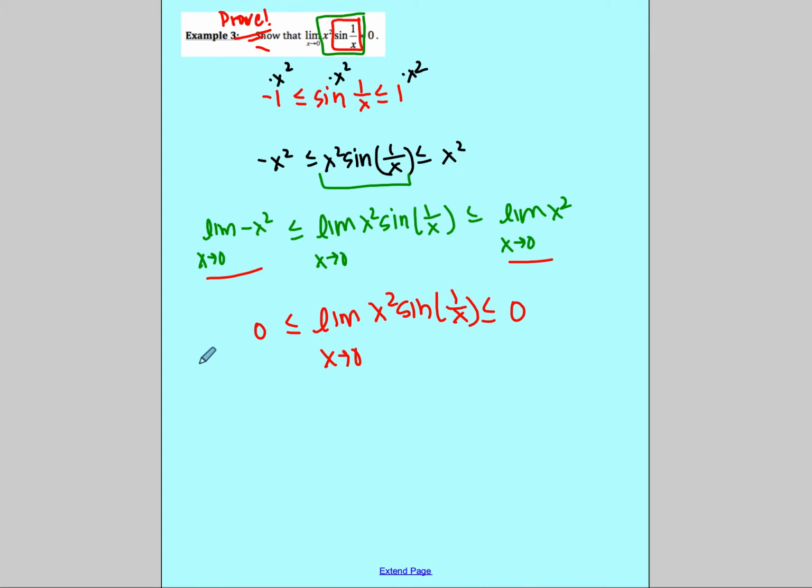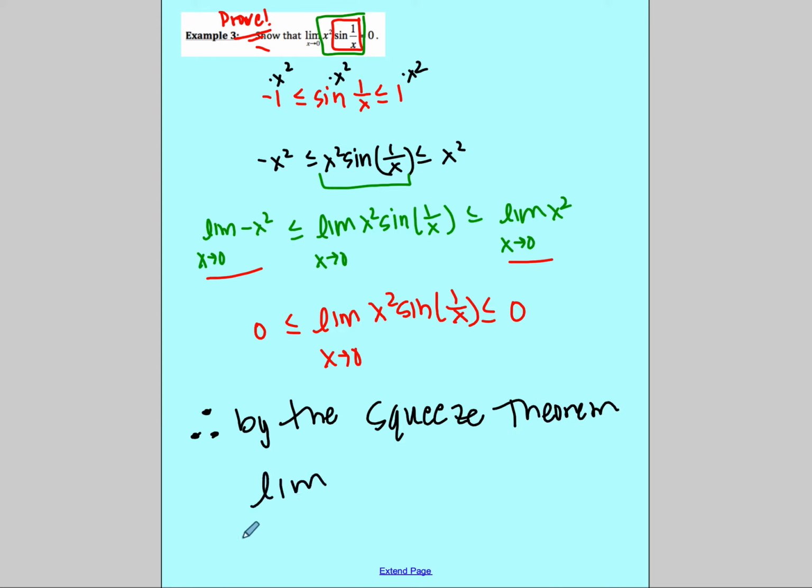So then we can write our conclusion. Therefore, can you either write out therefore? This is a little symbol for therefore. Therefore, by the squeeze theorem, we can conclude that the limit as x approaches 0 of x squared sine of 1 over x is equal to 0. So there is our proof.